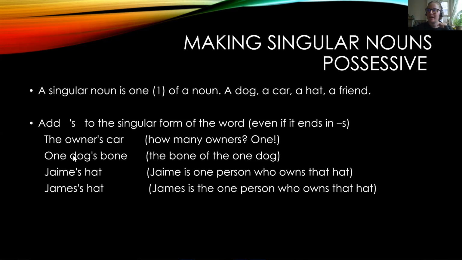Now here we have it in the sentence, right? This makes it easy. One dog's bone. This bone belongs to that one dog. If we left the apostrophe out, we'd be making the word dog plural, as in multiple dogs. And we couldn't say one dogs when we meant more than one dog. So that apostrophe becomes a big, important part.